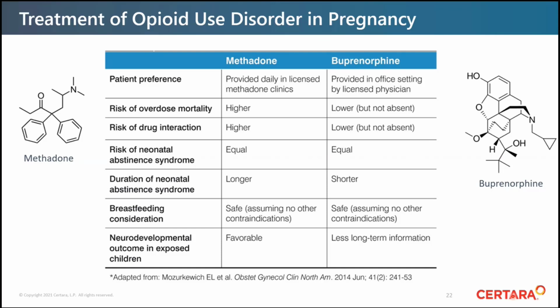There's a similar risk of neonatal abstinence syndrome between the two, although it's reported that buprenorphine may have a slightly lower, shorter duration of abstinence syndrome. While the neurodevelopmental outcome is reportedly favorable with methadone, there's less information on the long-term effects of buprenorphine. But in general, it's much safer for the neonate, the fetus, to be exposed to either methadone or buprenorphine than to have the issues of illicit drug use during pregnancy.